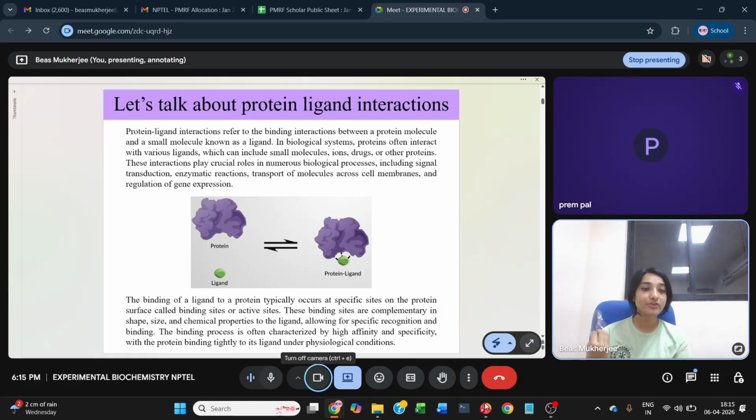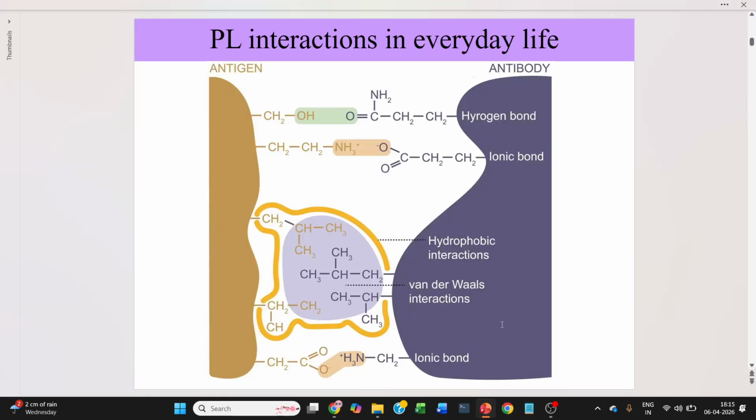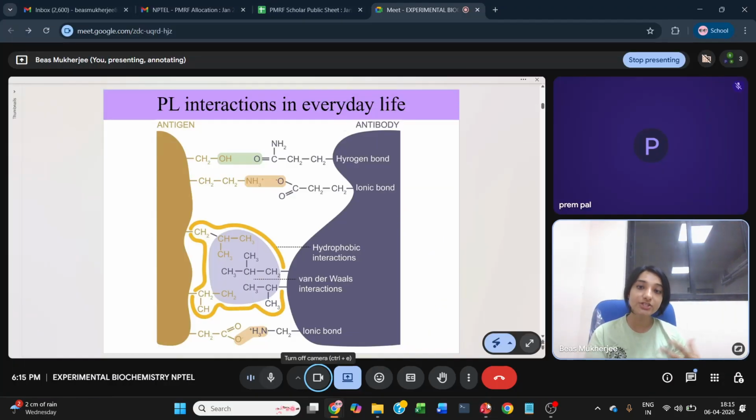The binding process is often characterized by high affinity and specificity, with the protein binding tightly to its ligand under physiological conditions. We will see what the different interactions are between the protein and its ligand. Even an antigen antibody interaction can be considered a protein ligand interaction, where the ligand is also another protein. There can be different interactions such as hydrogen bonds, ionic bonds, hydrophobic interactions, van der Waals interactions, etc.